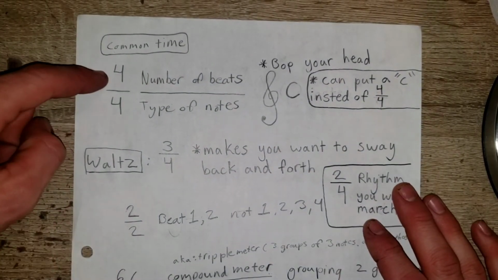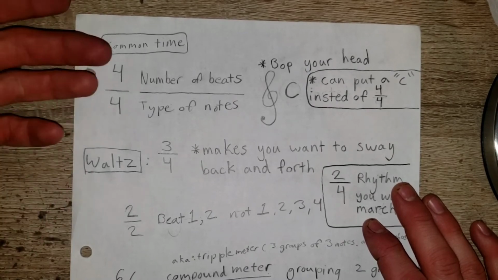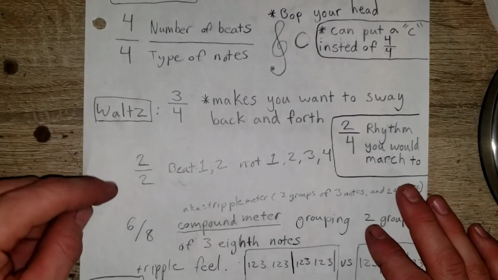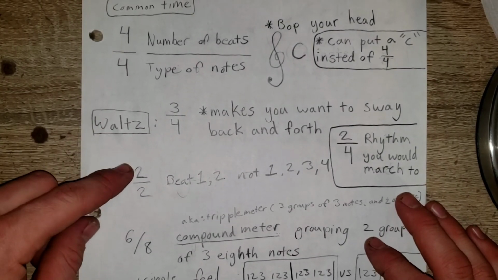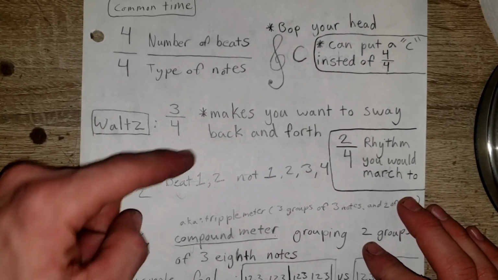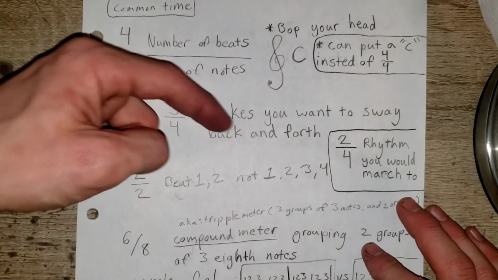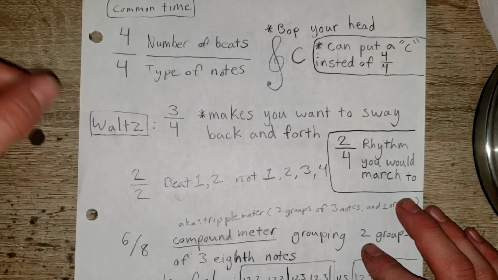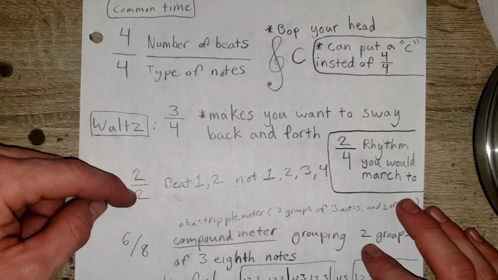So this is just saying 4 quarter notes in the beat. This is just saying 3 quarter notes in a beat, we already went over that. So we have 2/2. So it's saying 2 half notes in a beat, not 4 notes. Even though 4/4 can be reduced to 2/2 in math, not in music. In music, 2/2 means 2 half beats.